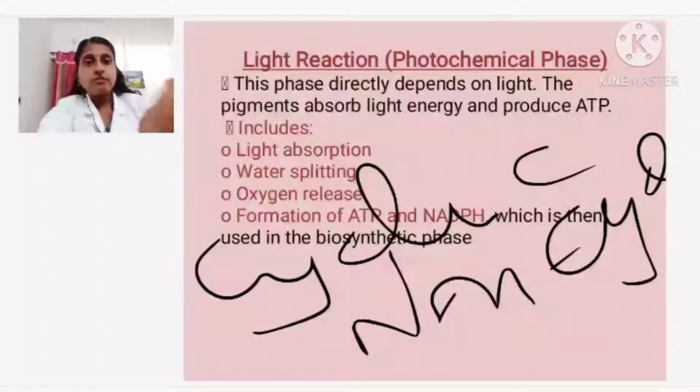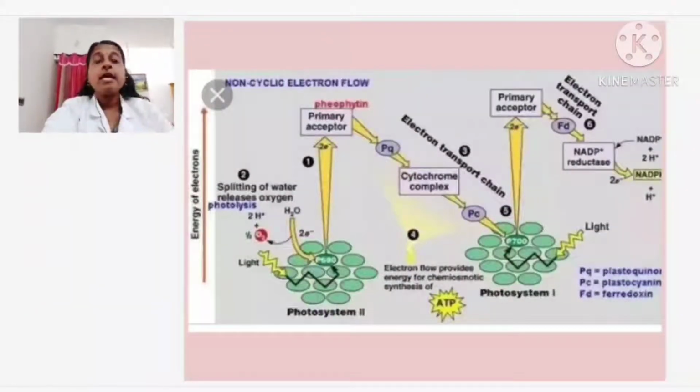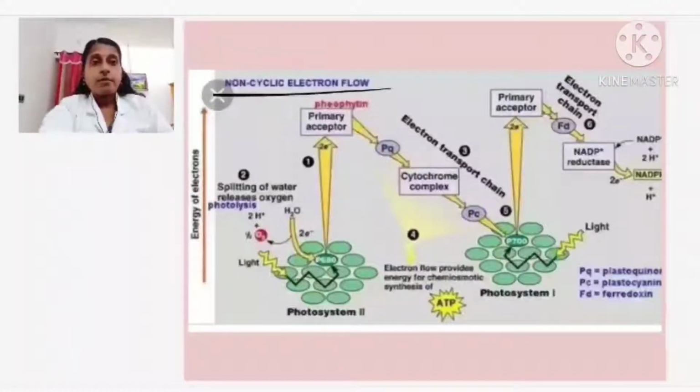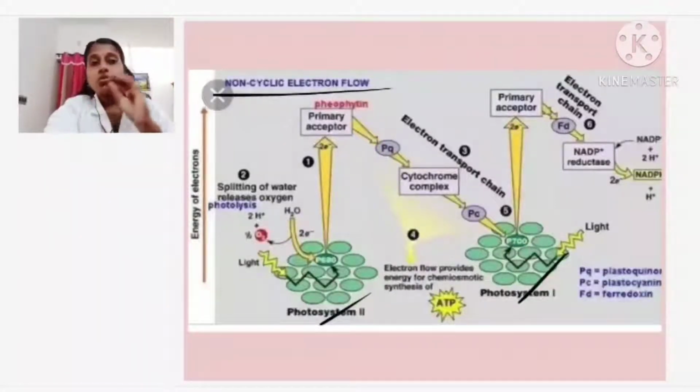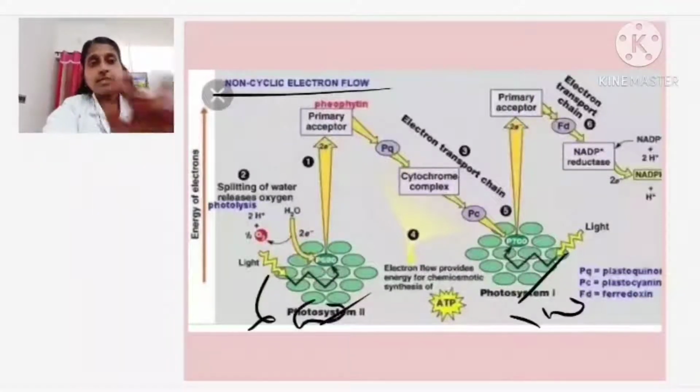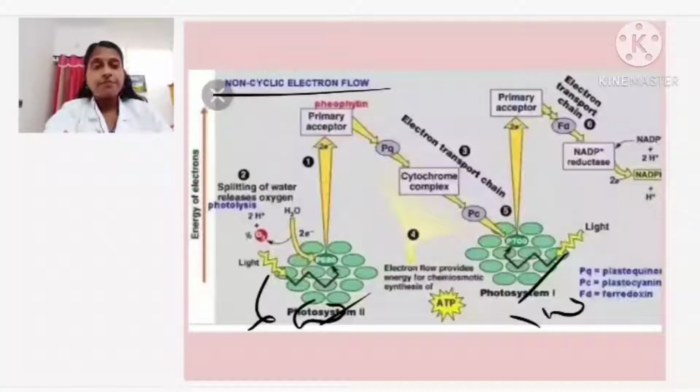First we are going to discuss non-cyclic electron flow or non-cyclic photophosphorylation. Listen carefully to what I am going to say. So this is non-cyclic photophosphorylation or non-cyclic electron flow. I told you how many photosystems there are? Two photosystems, photosystem 1 and photosystem 2. Photosystem 1 is at 700 and photosystem 2 is at 680 nanometers of wavelength of light.